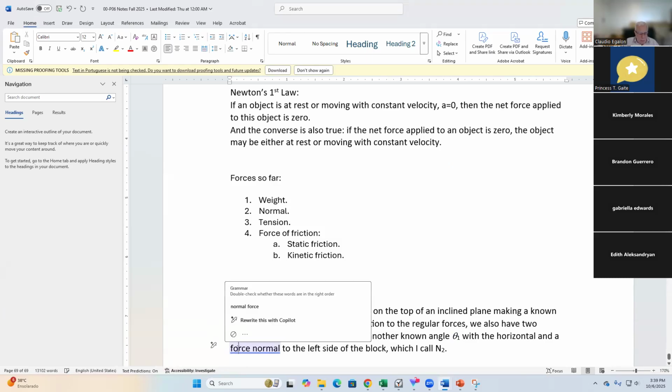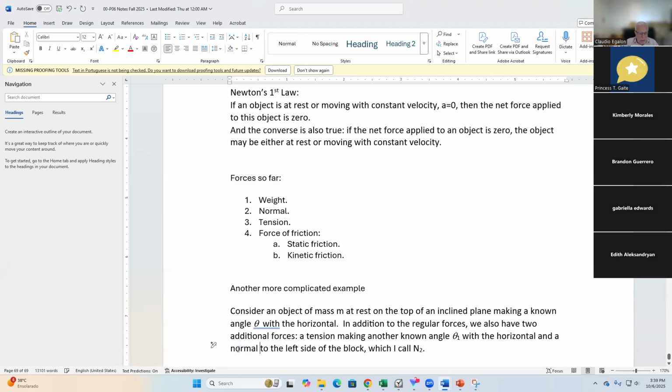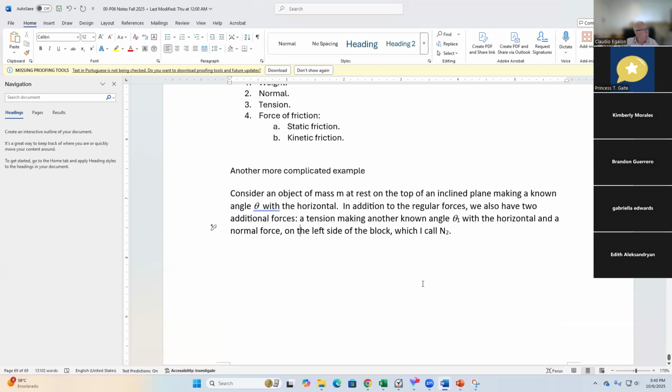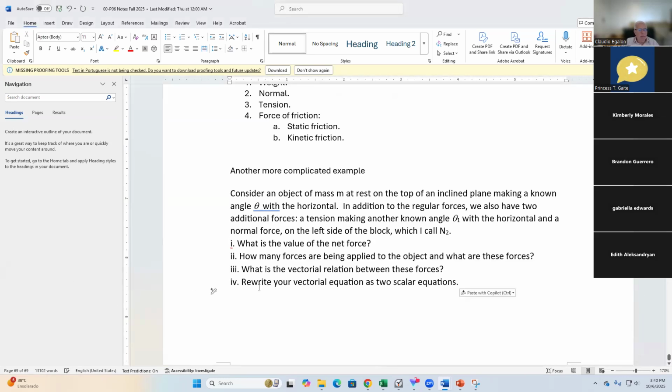And a normal force on the left side of the block. On the left side of the block, we call it normal 2. Then we repeat what we did before. What's the value of the net force? How many forces are being applied to the object? And what are these forces? What's the vectorial relation? And you write our vectorial equations, two scalar equations, okay?